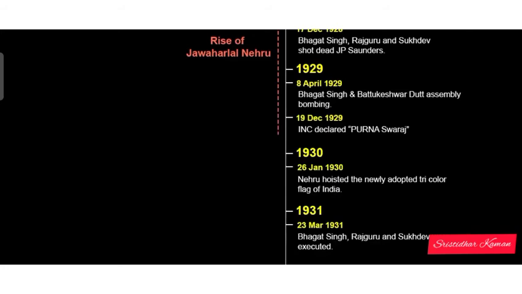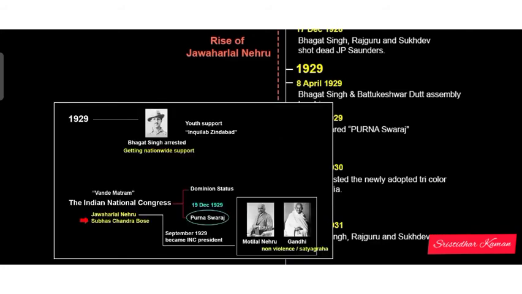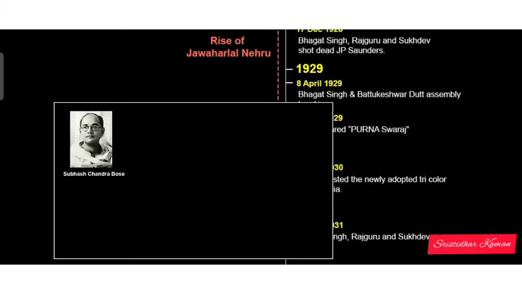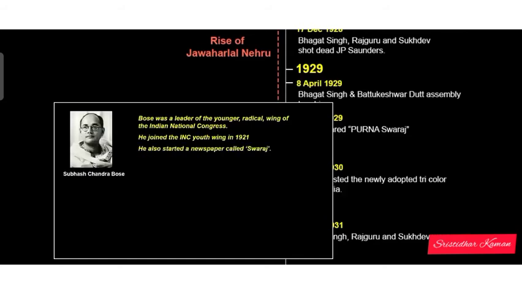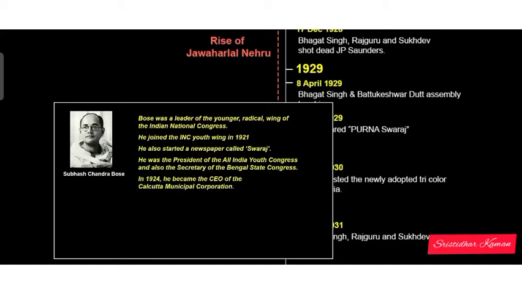Now let's introduce Subhash Chandra Bose. As I said, a new cadre of leadership led by Jawaharlal Nehru and Subhash Chandra Bose was emerging in the late 1920s. Bose was a leader of the younger radical wing of the Indian National Congress. He joined the Indian National Congress Youth Wing in 1921. He also started a newspaper called Swaraj. He was the president of the All India Youth Congress and also the secretary of the Bengal State Congress. In 1924, he became the CEO of the Calcutta Municipal Corporation.